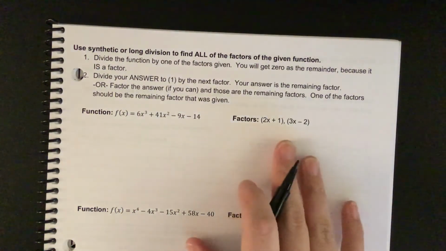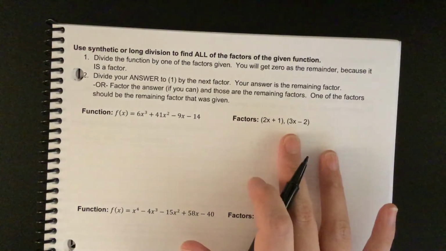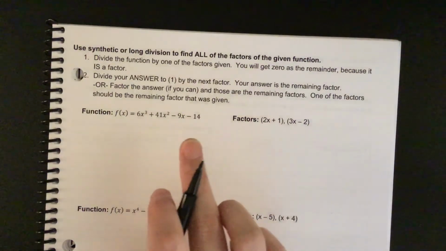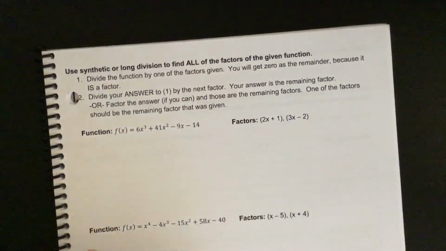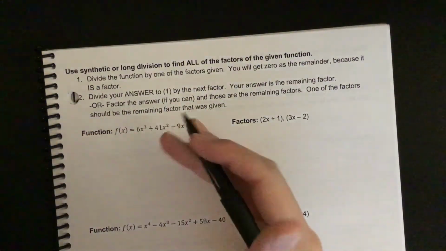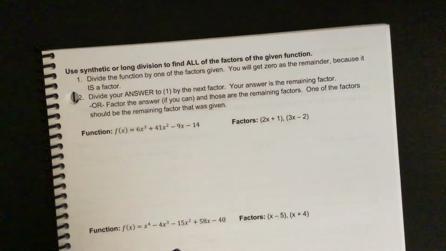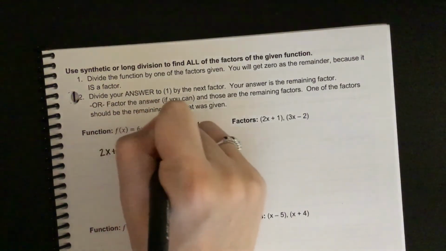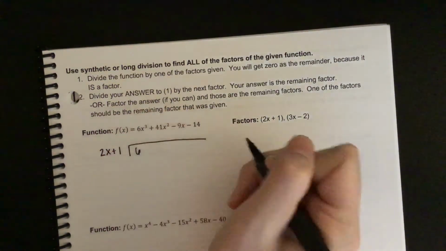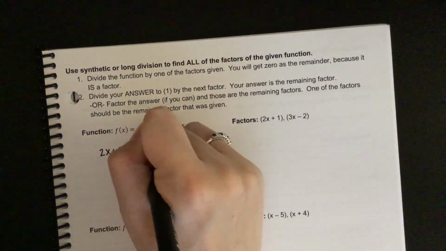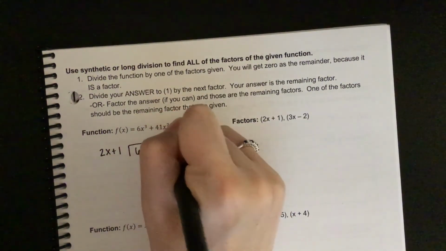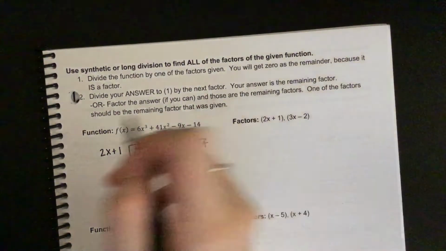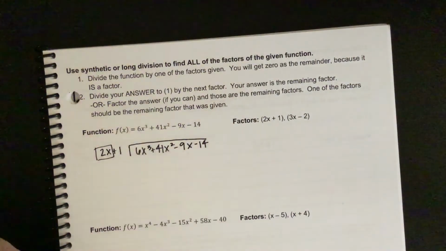Now, whenever we have coefficients on here, I probably want to use long division instead of synthetic division. So this very first one, let's use 2x plus 1 and let's long divide. The second one we will use synthetic division on. So 2x plus 1 into 6, let's make sure it's in order, 6x cubed plus 41x squared minus 9x minus 14. Remember, you only worry about your first one.